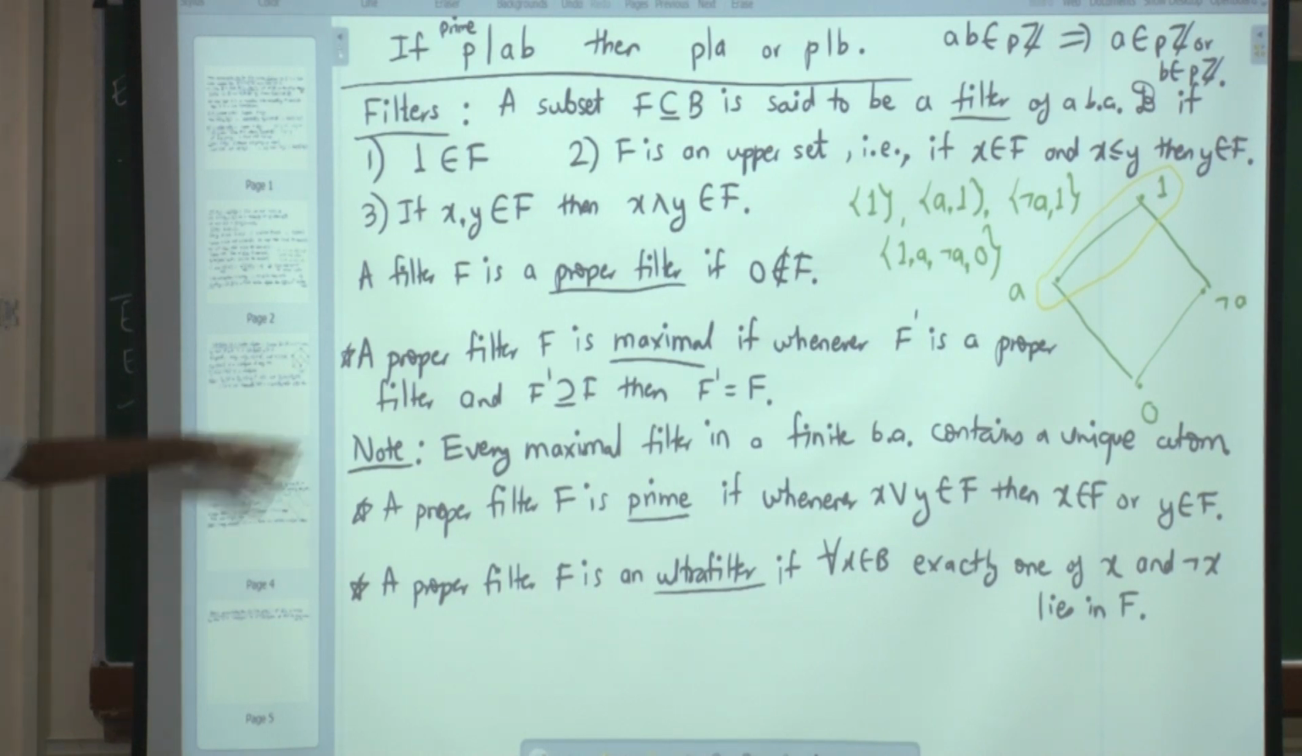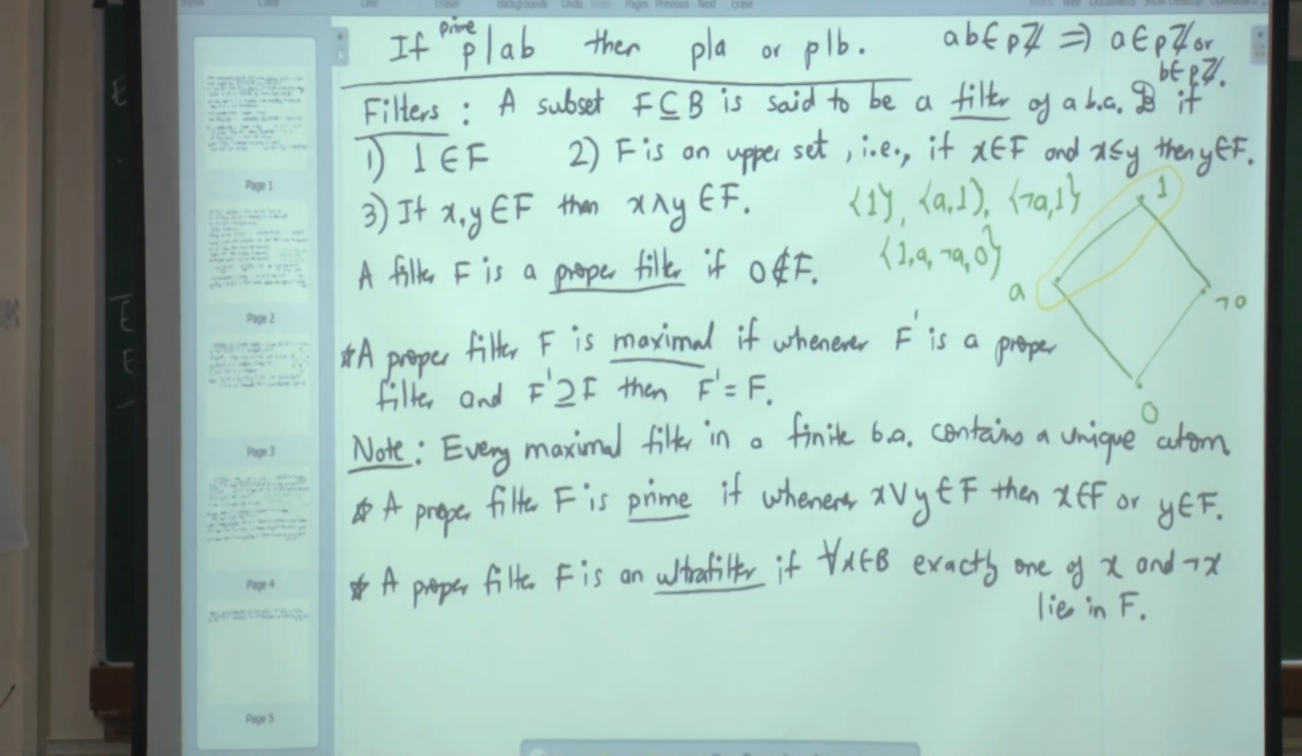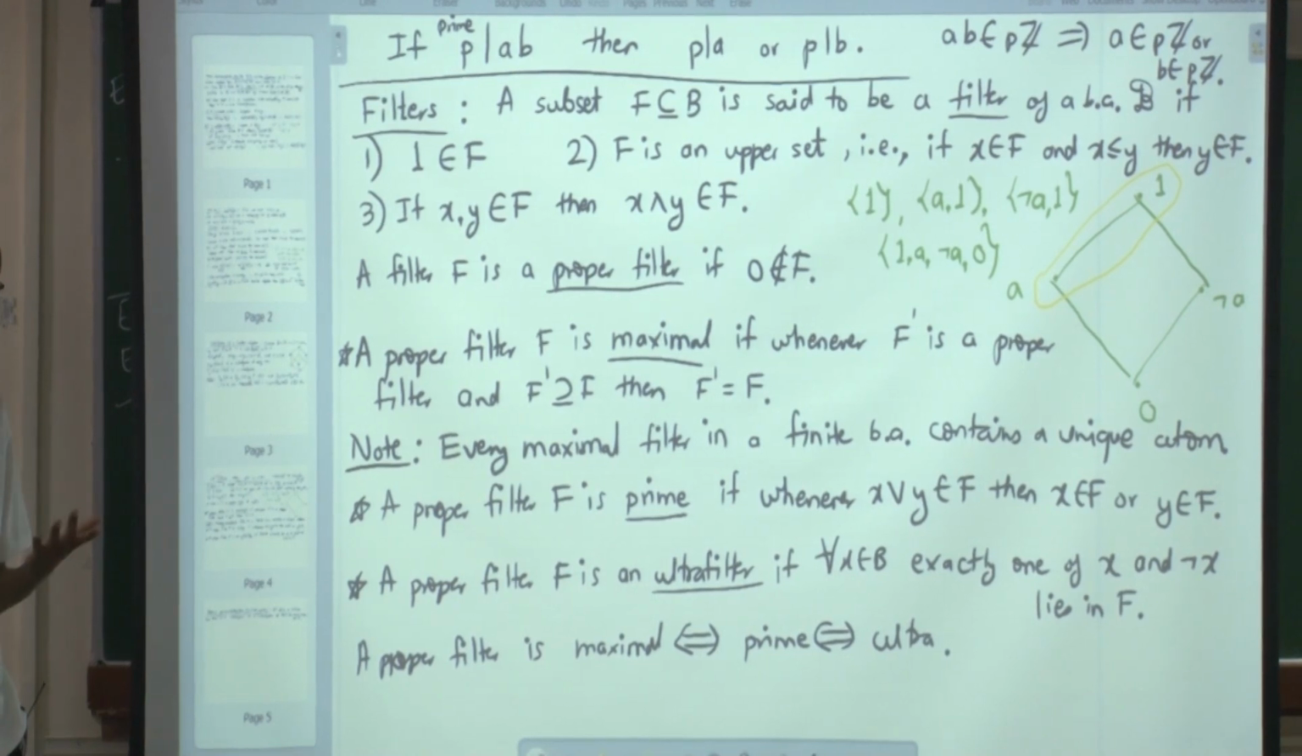What do you expect are the connections between these three notions, maximal, prime and ultra? A proper filter is maximal if and only if prime, if and only if ultra. They are not different at all. They just talk about different properties.